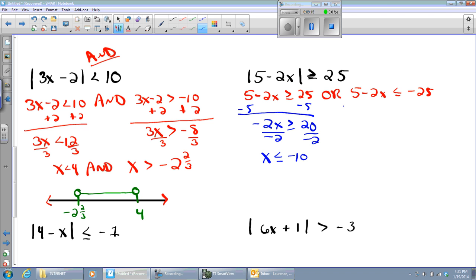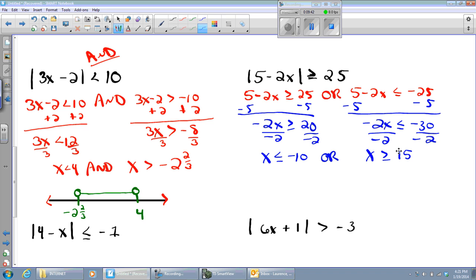Over here, I'm going to subtract 5. Oh, so I forgot my or. Subtract 5, and I'm going to get negative 2x. Don't lose the negative, which is going to be less than or equal to negative 30. Divide by negative 2. Whoop, whoop, whoop, whoop. There's that alarm again. Make sure you don't forget that when you multiply or divide by a negative, the inequality changes direction. And I'm going to get 15 there.